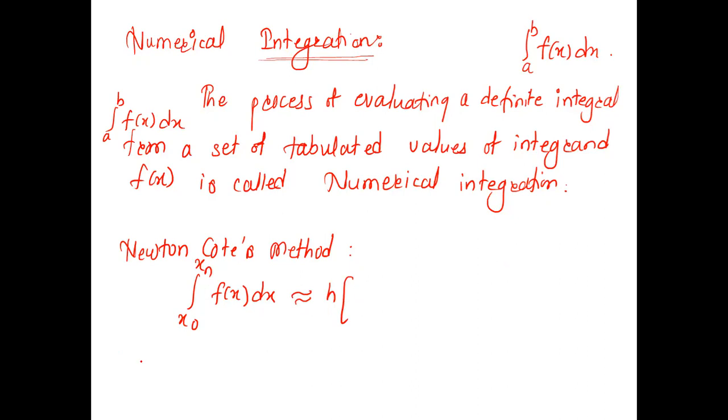Generally, you break x naught to xn into equal parts, like x naught, x1, x2, and so on up to xn. The difference is h in each interval. We'll define it in the given question. So h is the length of that interval, into n into y naught. Now what is y naught? I'll tell you. Just write the formula.